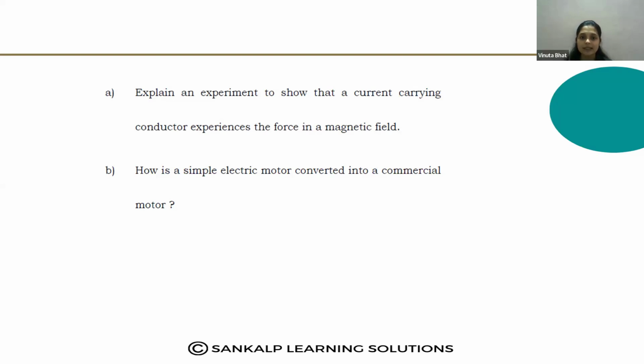How is a simple electric motor converted into a commercial motor? So this motor topic is removed. So we are not going to discuss this answer.